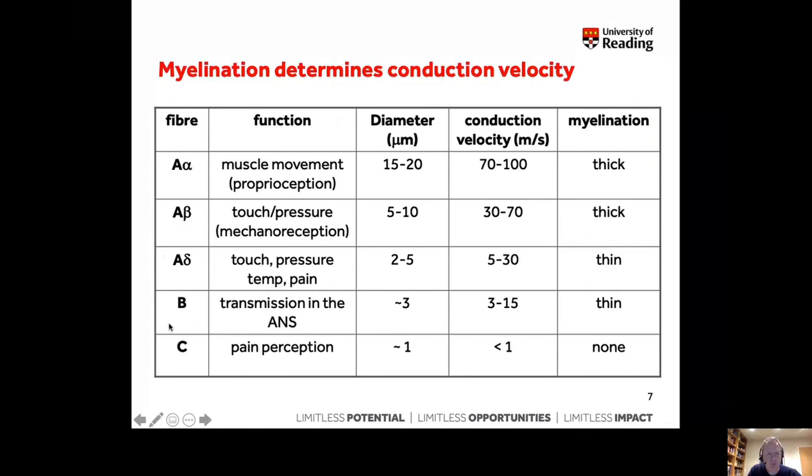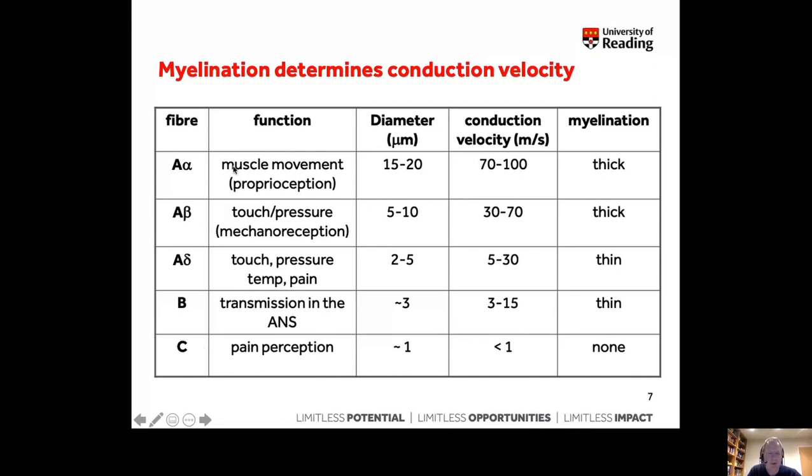We'll consider some of these other fibers as we go on to talk about things like muscles and pain later on in the course. But again, the take-home message here is that there are a set of different fibers that have a different amount of myelination.